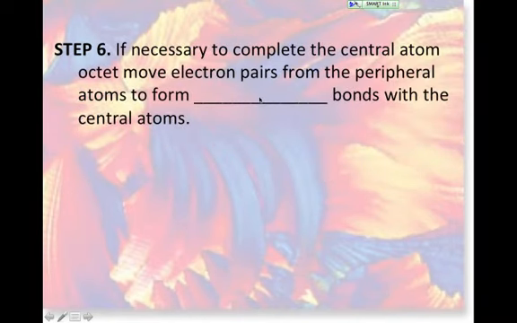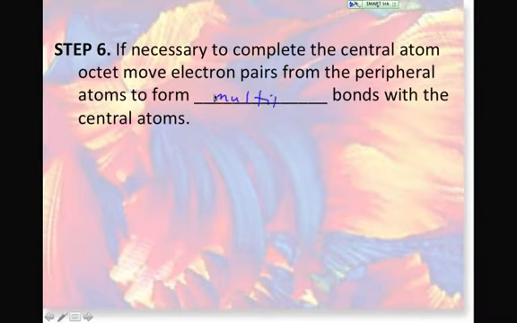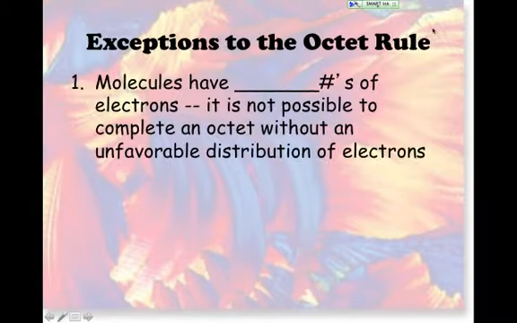If it's necessary to complete the central atom octet, you can move electron pairs from the peripheral atoms to form multiple bonds with the central atoms. That means double bonds or triple bonds even if you have to, because if that central atom doesn't have an octet, then we have to start bringing in multiple bonds. Now there are some exceptions to the octet rule that I mentioned in our very first slide.